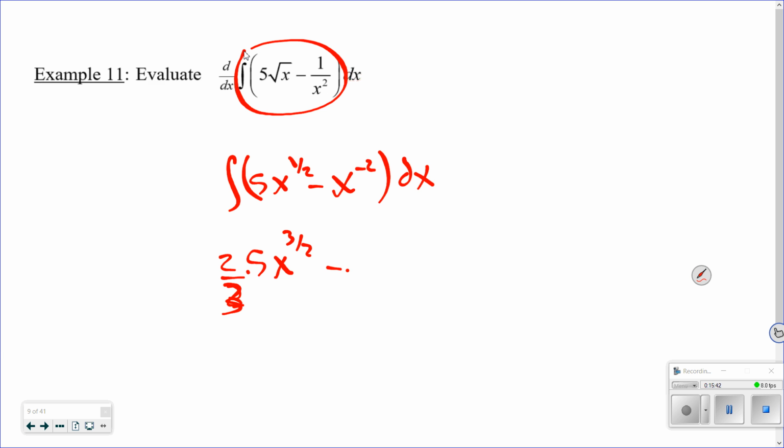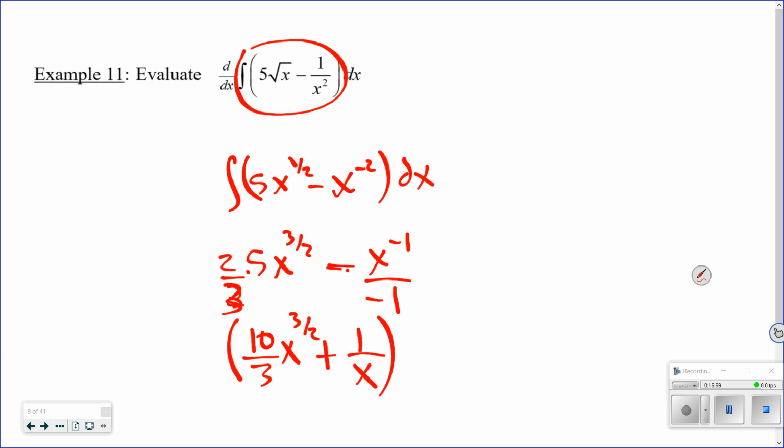Let's do this also. So minus x to the -1 divided by -1. Okay, so that ends up being 10/3 x to the 3/2 plus 1 over x, or x to the -1. And now, that's what this part came out to be. Now it wants me to take the derivative of that.